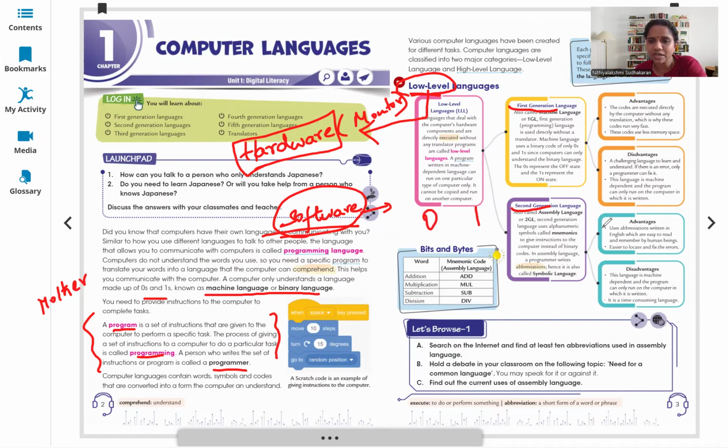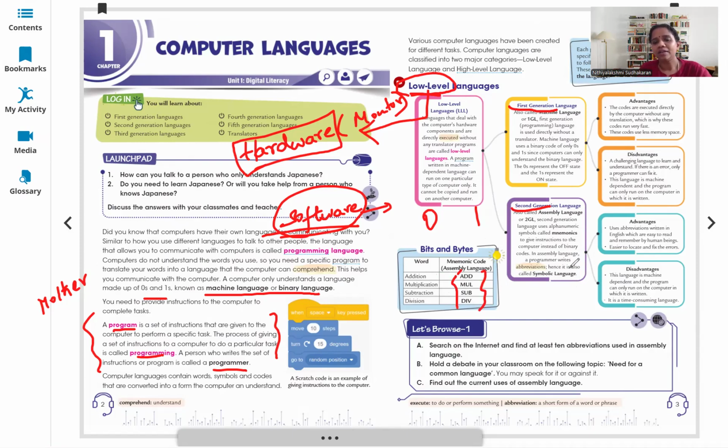Coming to the second generation language, these are called assembly languages. And we used a term called mnemonics, the alphanumeric symbols. For addition, we were using symbols like ADD, multiplication MUL, subtraction SUB, division DIV. These keywords, these mnemonic words, were used instead of binary code in second generation language.